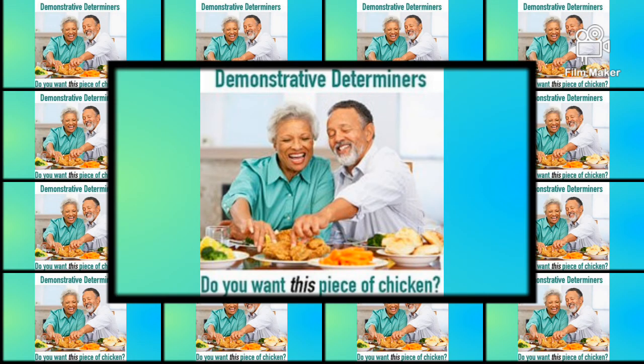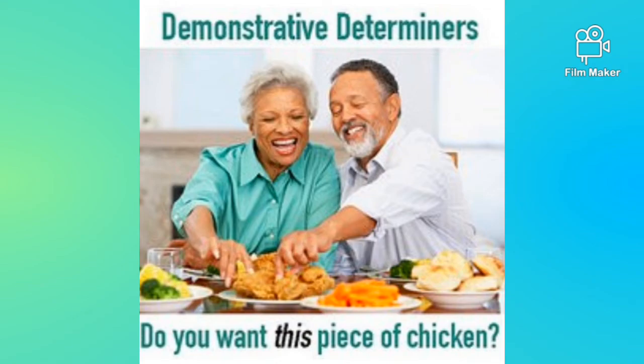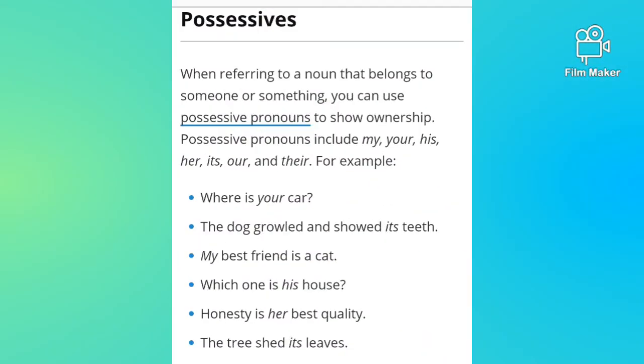Now, the third point we will discuss is possessives. When referring to a noun that belongs to someone or something, you can use a possessive. Possessive determiners include my, your, his, her, its, their. Let's take an example. Where is your car? My best friend is a cat. Which one is his house? I suppose my best friend is looking like a cat.